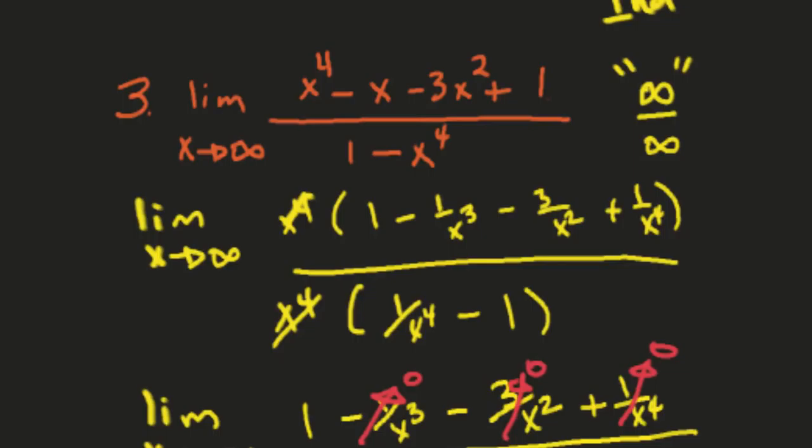Hope I've cleared up the basics for you. Always just plug in. If you get an answer, you're done. If you get infinity over infinity, factor out the highest common power, cancel anything with x in the bottom, which goes to 0 if the limit's approaching infinity. And then at that point, reevaluate what's left.